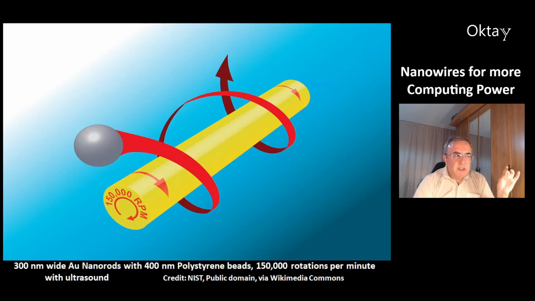This is a nanorod. This is a 300 nanometer wide gold nanorod with beads made of 400 nanometer long polystyrene. And this rod can be rotated with ultrasound up to 150,000 rotations per minute.